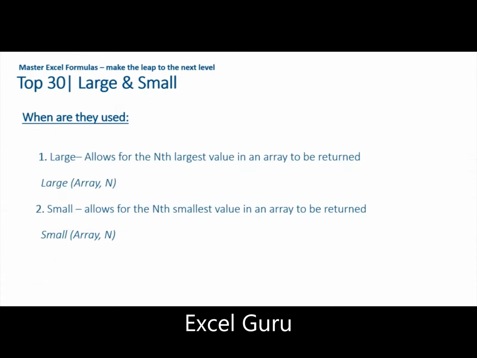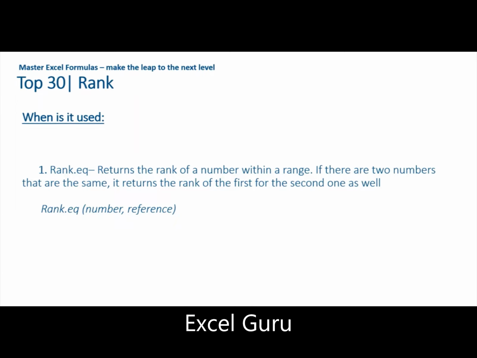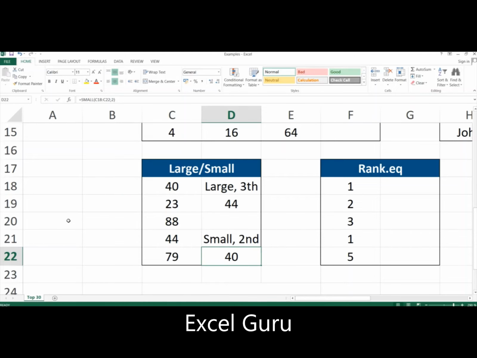Great. Now the next formula is the RANK formula. It's a very interesting formula. Not many people actually know about it, but it's extremely useful when you need to rank specific numbers within a range. As I said, it purely returns the rank of a number within a range. If there are two numbers that are the same, it returns the rank of the first for the second one as well. That's why we use RANK.EQ. I'll show you what I mean by giving you an example here as well.